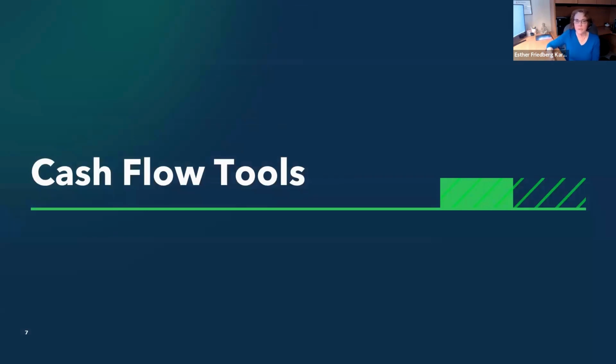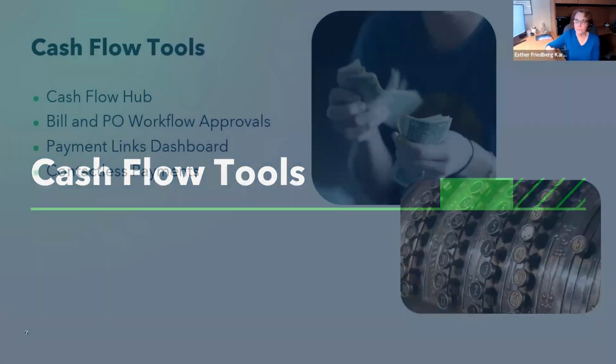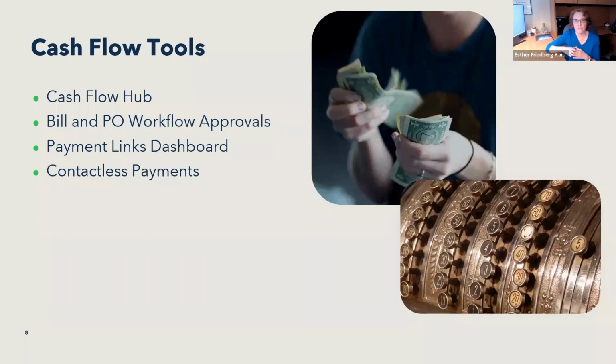Our first enhancement grouping is cash flow tools. And the features that I've included in the cash flow tools grouping are the following: the cash flow hub, the bill and PO workflow approvals, the payment links dashboard, and contactless payments.